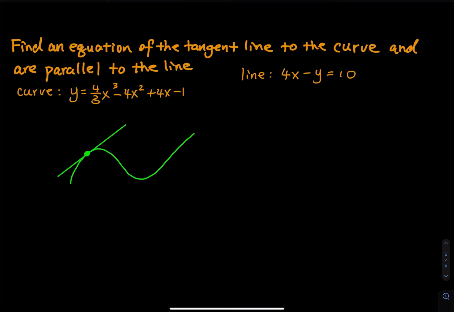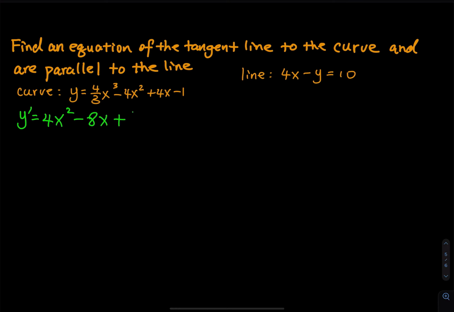Okay, so speaking of tangent line, how do you find a tangent line, right? A tangent line has a slope. So for the slope, you will have to find the slope of the curve. That means we have to find y prime. For y prime, let's do a simple power rule. We bring the 3 down, so that is 4x squared, and then minus, bring the 2 down, 8x, and then plus 4, right? So that is the derivative.